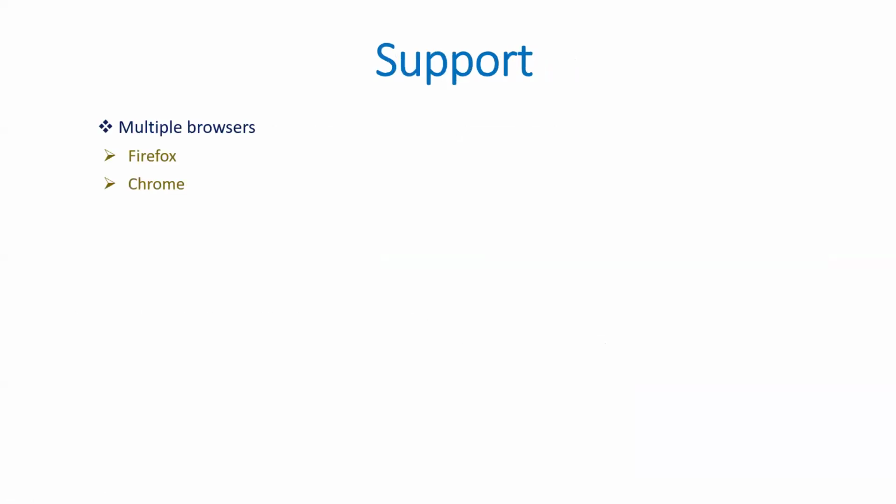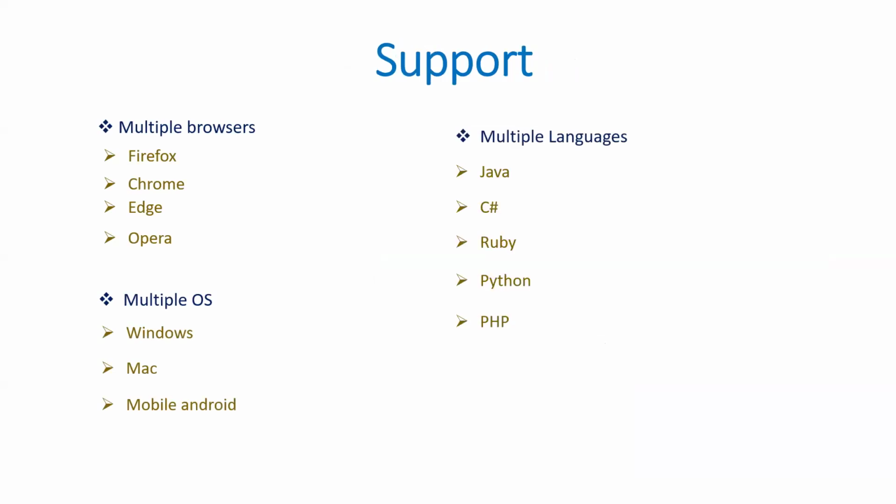It supports multiple browsers and multiple operating systems. That means if I create a script once, that Selenium script can be executed across different browsers and different operating systems. And Selenium supports different languages: Java, C Sharp, Ruby, Python, PHP, any of these languages we can use. JavaScript also, I think it will support. These are all different languages we can use in Selenium.